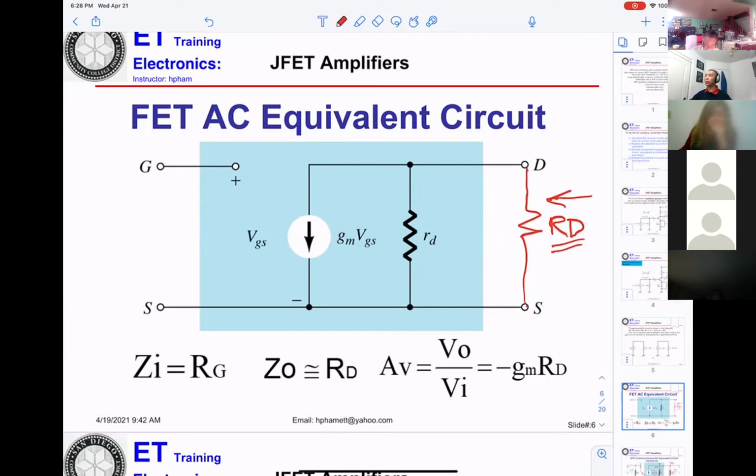Mr. Pham, yeah, sorry, I'm not totally understanding why that internal resistor gets ignored.